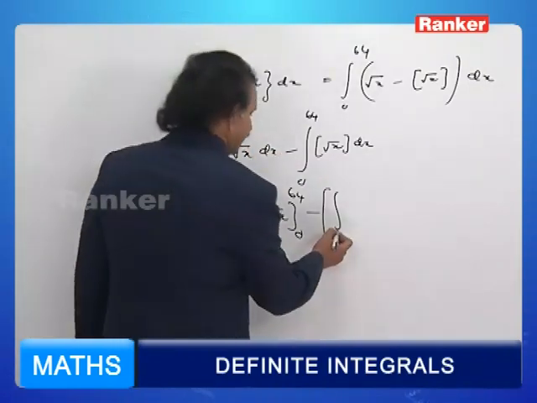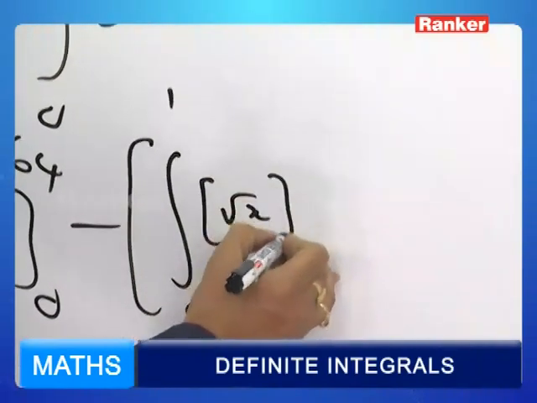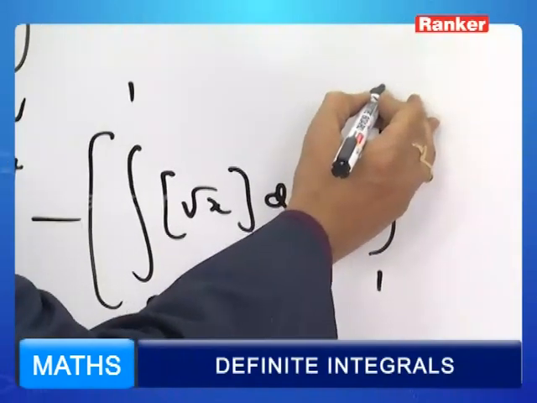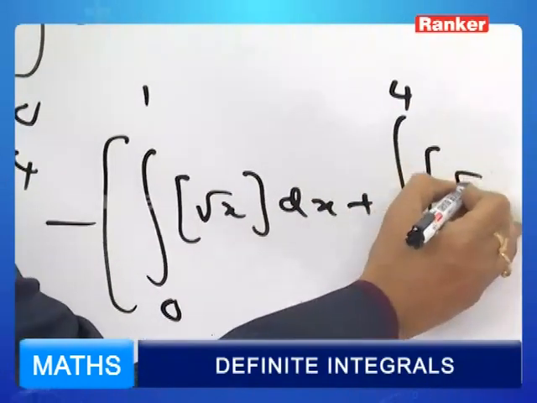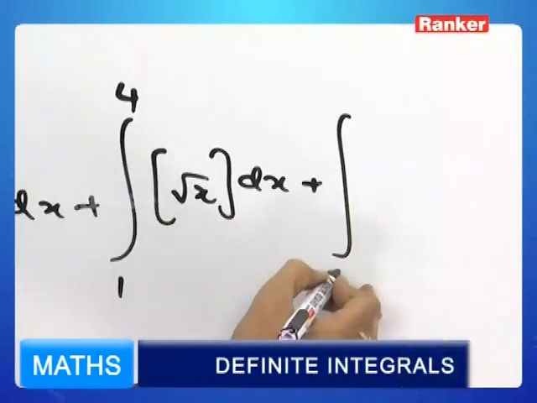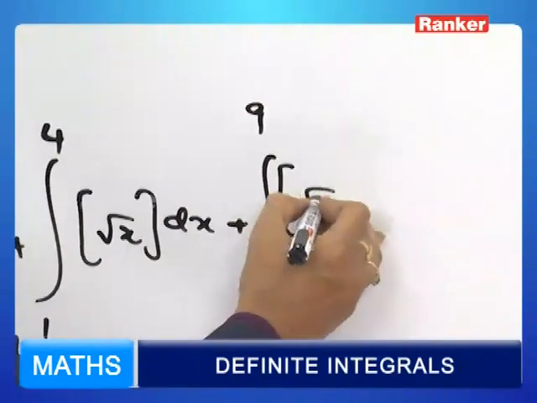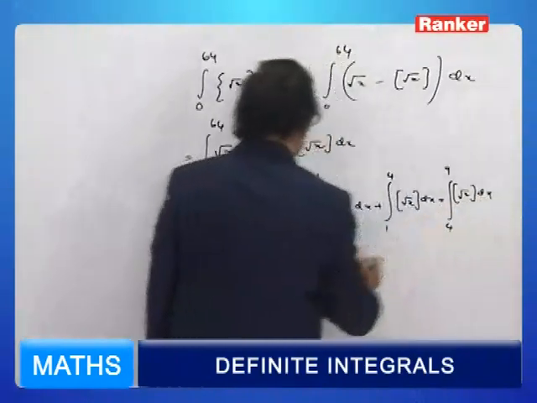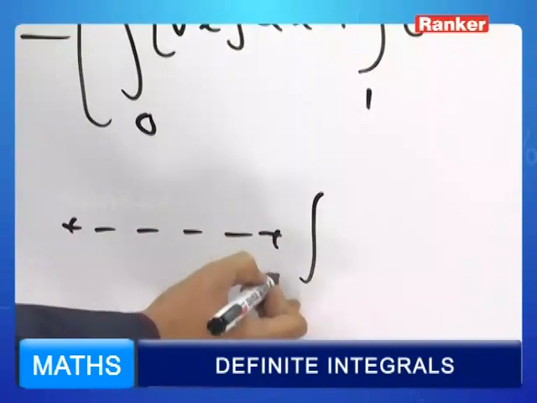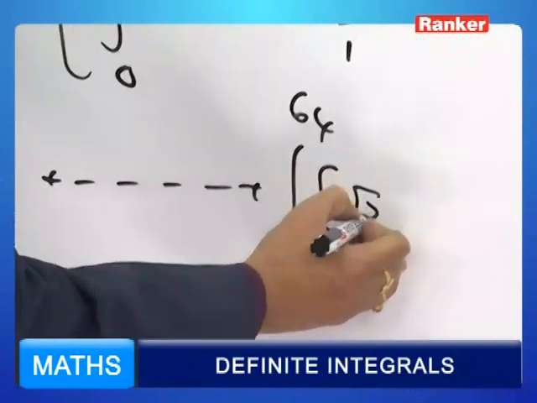What is that? Integral 0 to 1 integral part of root x dx plus integral 1 to 2 square, that is 4, integral part of root x dx, plus integral 2 square to 3 square, that is 9, integral part of root x dx, plus etc. But with the last one, 7 square, that is 49 to 64, integral part of root x dx.